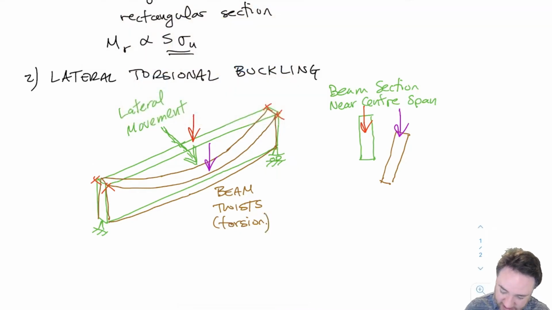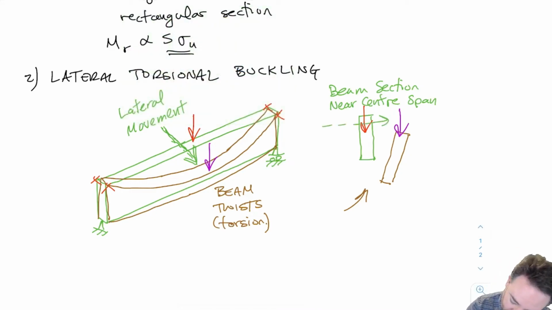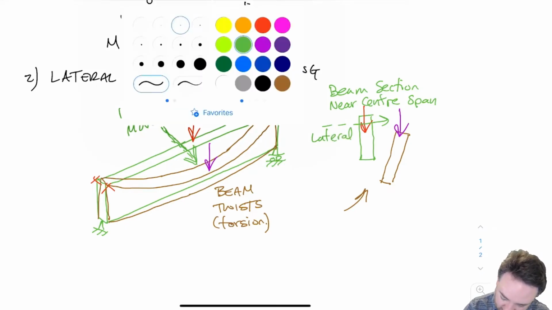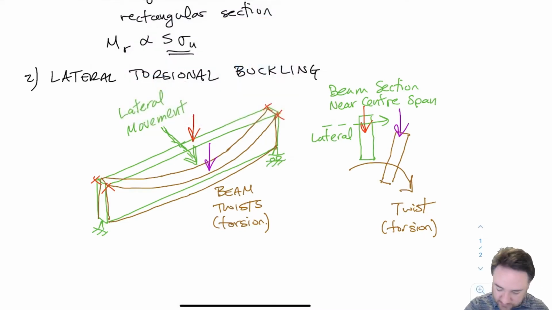And if I look at the section on the right here, you can see where it starts green, centered. When I push down on it and it buckles to the side, we get both a lateral movement, and on top of that, we also get a twist. So that's why we call it lateral torsional, because it has both lateral movement and torsion. And we're going to learn how to calculate those effects.